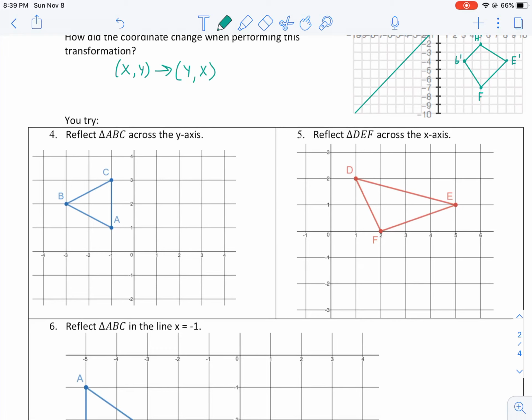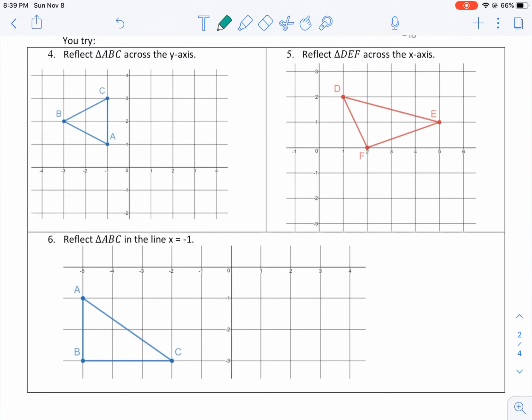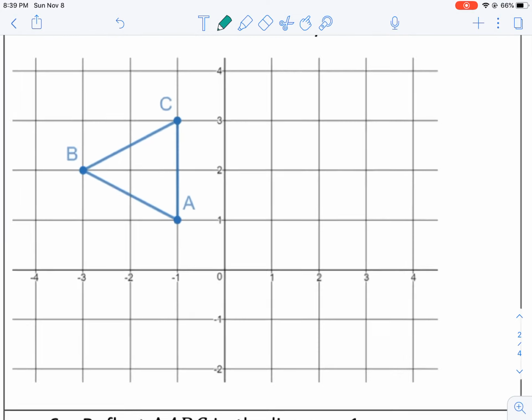So I actually want you guys to try these on your own. I'm going to pause this video, so try it on your own, and then play the video and see if you did it correctly. So go ahead and give that a shot now. Okay, so hopefully you were able to complete those.